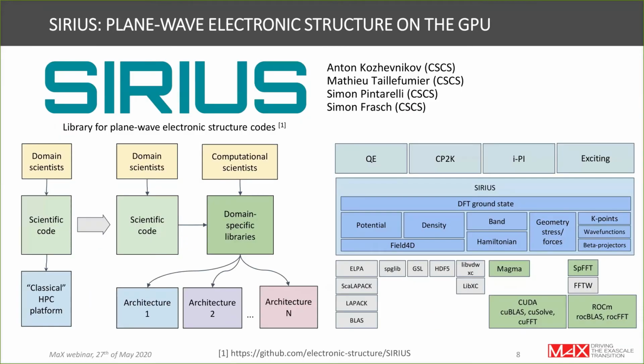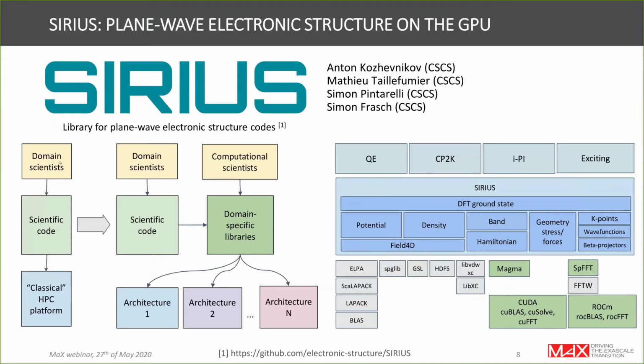Then I want to go to the next section of this presentation, which is about SIRIUS. And SIRIUS is a library for plane wave electronic structure codes that is being developed by people listed here at CSCS and in collaboration with ETH Zurich. And the motivation for this library is essentially the following.